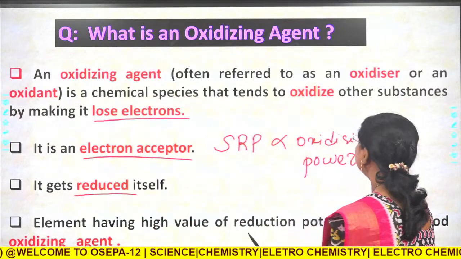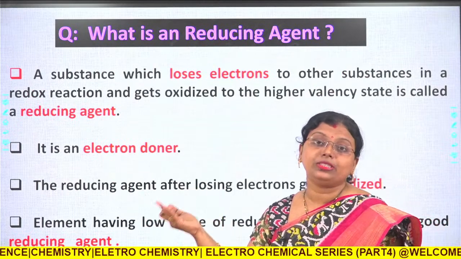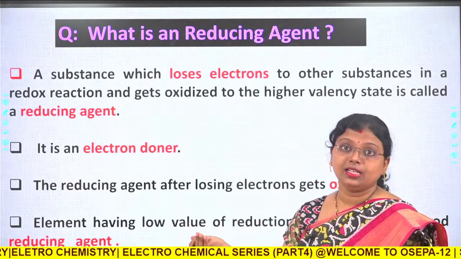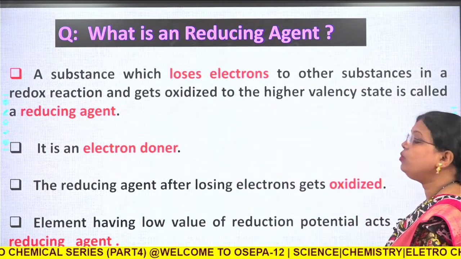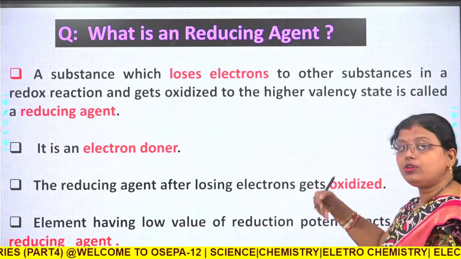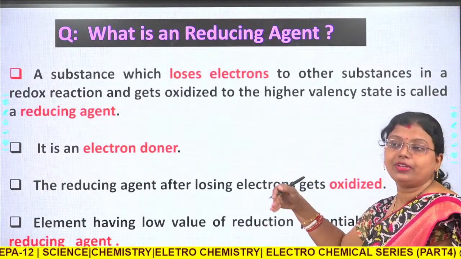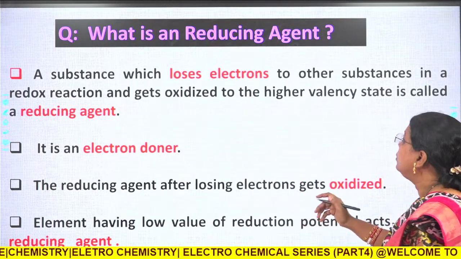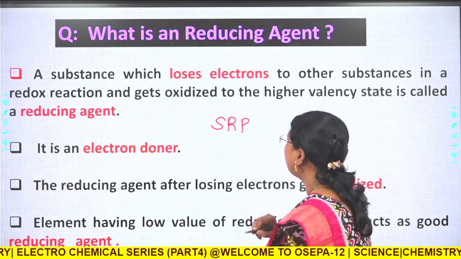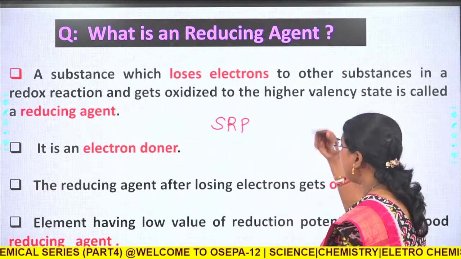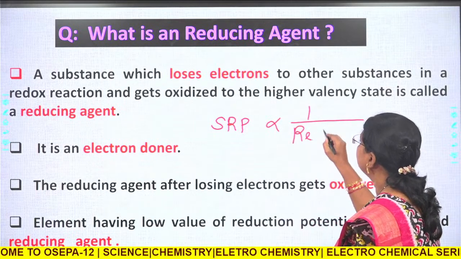Okay. Then what is a reducing agent? These are the reagents which help in the reduction of others by what? By losing electrons. That means they are electron donors. So by losing electrons, they will themselves get oxidized. So what about the SRP? The standard reduction potential value is inversely proportional to the reducing power.